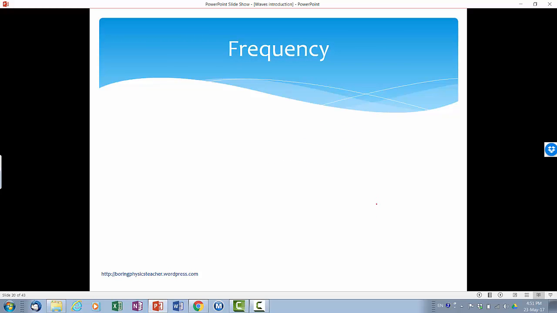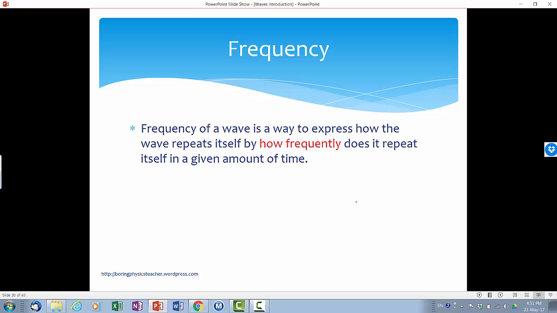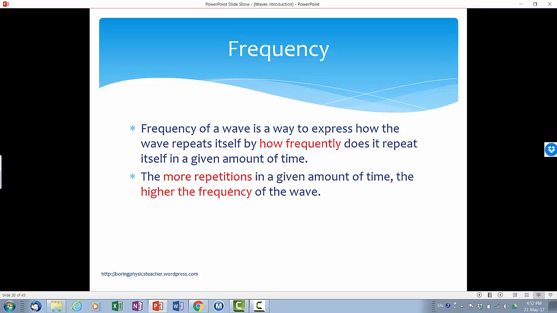So just now we introduced frequency. What do we mean by frequency? What you saw just now is that the wave repeats itself much faster. Particles that vibrate up and down move faster. The frequency of a wave is a way to express how frequently it repeats itself in a given amount of time. The more repetitions in a given amount of time, the higher the frequency of the wave.